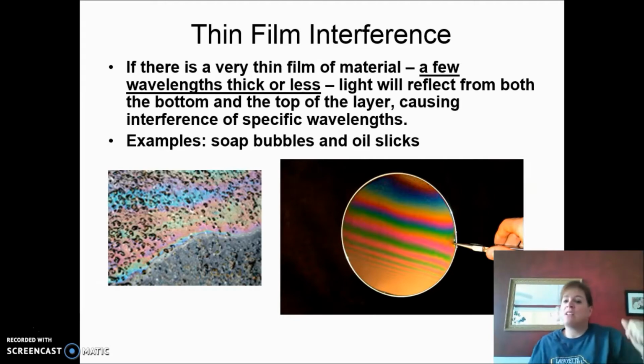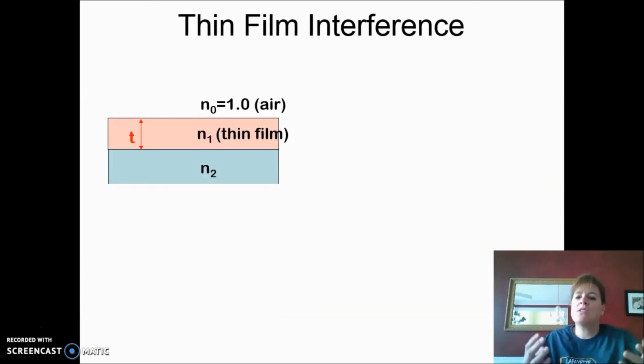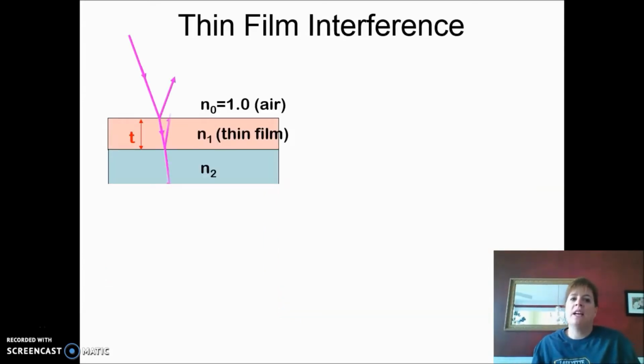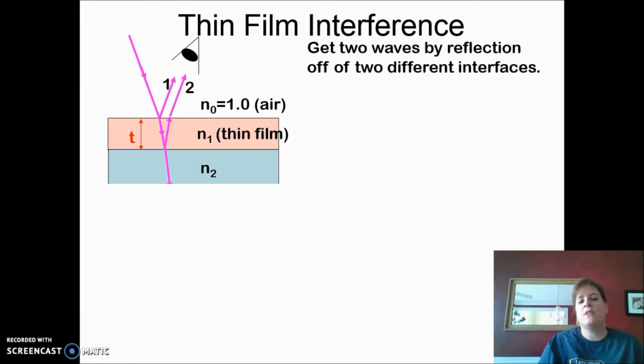Good examples of that are soap bubbles. You blow bubbles outside and you see pretty rainbow colors, or if you ever see some gas spilled on concrete and it's raining, you can see pretty colors. So what's going on here? Well, we have light that comes in, and it hits this film, this different density medium, and I get reflection off of the two interfaces.